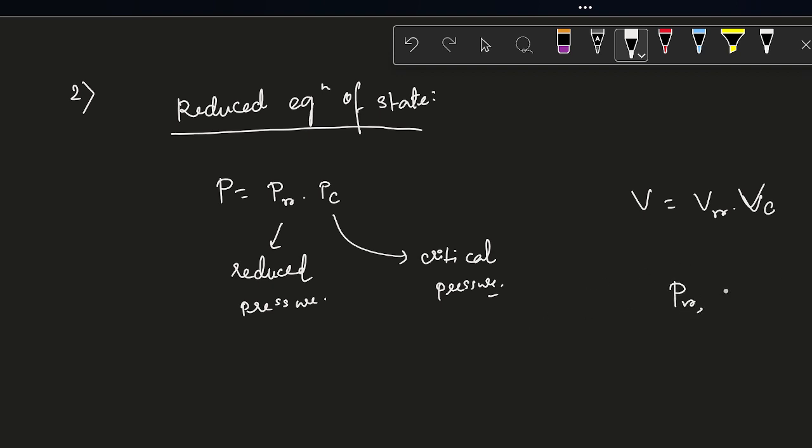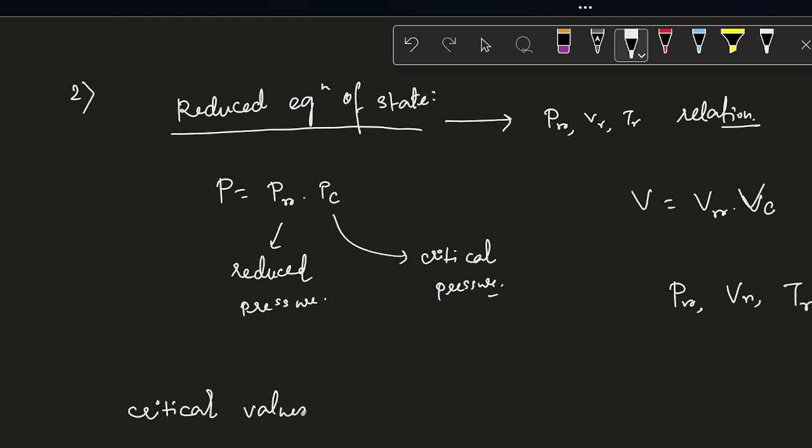So all the reduced quantities are P_R, V_R and T_R, and you have to write an equation of state which relates these three quantities. Instead of P, V and T, we now have to represent the equation of state for van der Waals gas in terms of P_R, V_R and T_R. Let me also tell you why we write it this way: the critical values of parameters like pressure, volume and temperature of a van der Waals gas are standard values.